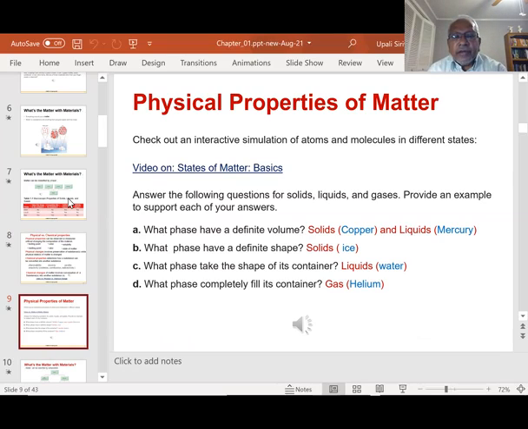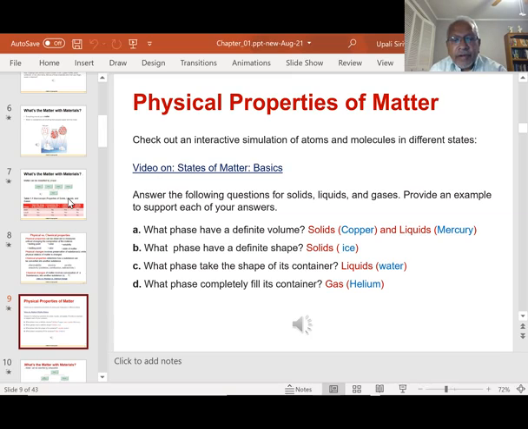Check out the interactive simulation of atoms and molecules in different states. That's a video that you can watch. Answer the following questions. Provide an example to support each of your answers.